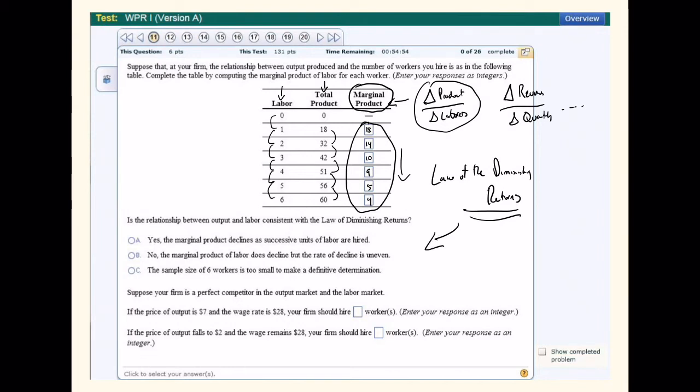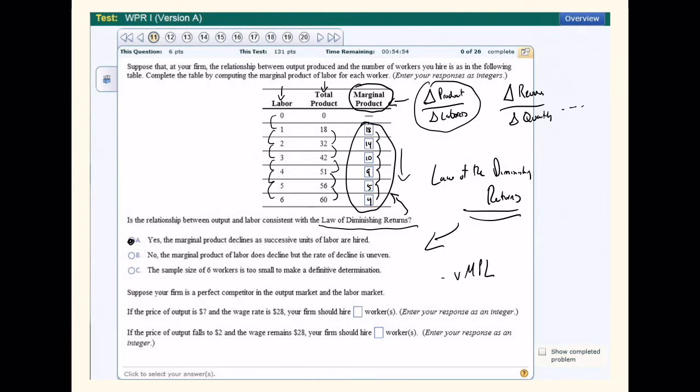It says, is the relationship between output and labor consistent with the law of diminishing returns? Well, as soon as you see a question like that, your eyes should focus right on this column, and you can see that we're going from 18 to 14 to 10 to 9 to 5 to 4. So yes, the marginal product declines as successive units of labor are hired. Now we need to figure out, how much labor does this firm need to hire? And this gets into the concept of the value of the marginal product of labor.